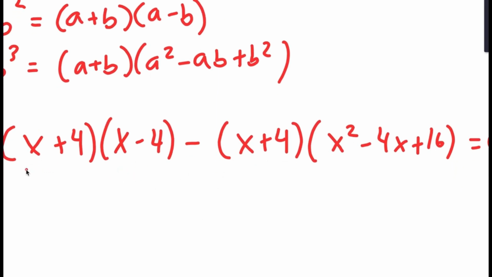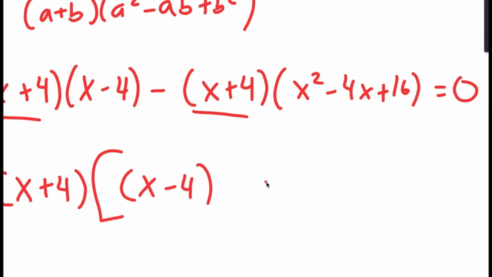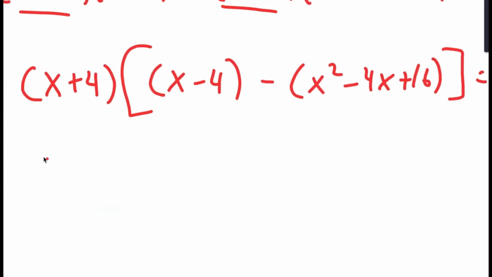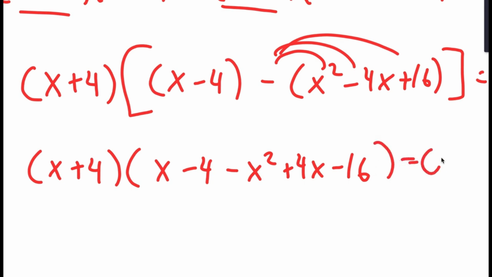Now, because both of these terms have x plus 4 in them, I can factor out x plus 4. So I get x plus 4 times x minus 4 minus x squared minus 4x plus 16 is equal to 0. Now from here, this is equal to x plus 4 times x minus 4 minus x squared plus 4x minus 16. I just distribute the negative sign, is equal to 0.